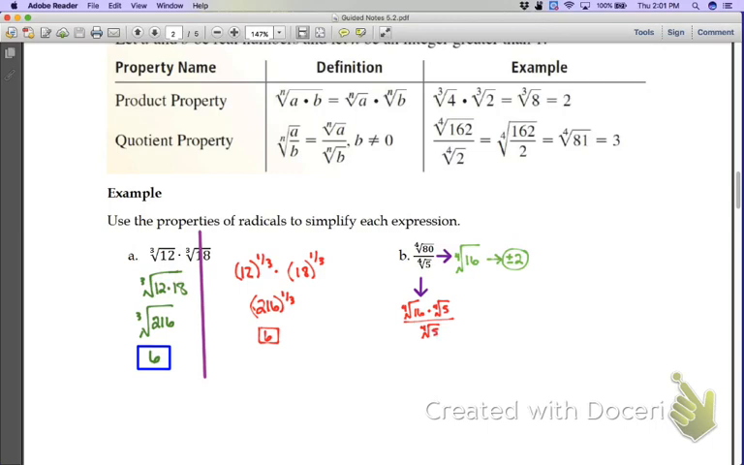Well, what's going to happen to the fourth root of 5 and the fourth root of 5? They're going to cancel. What's the fourth root of 16? Still 2. Okay?